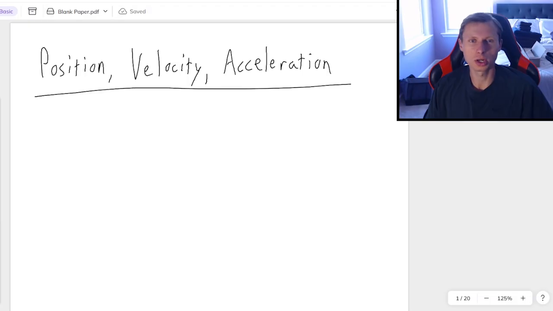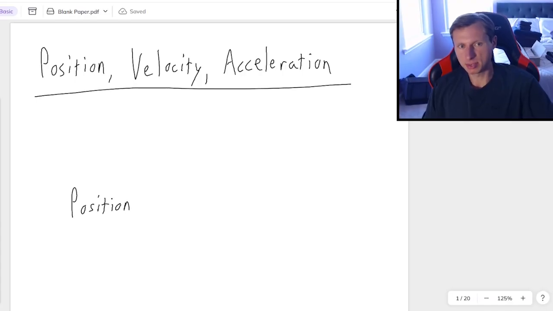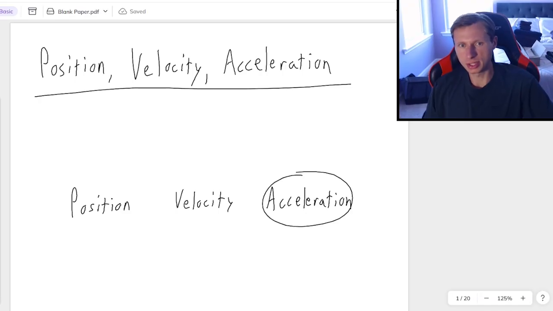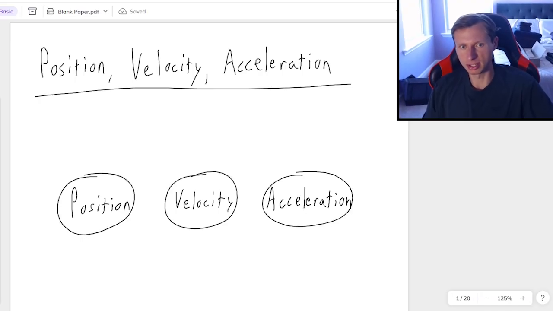In today's video, we're going to be talking about position, velocity, and acceleration in calculus and how they're related to each other. So the short answer is, let me just draw some bubbles here. We have these three concepts in calculus: position, velocity, and acceleration. These concepts also exist in physics, which I can cover in a different video. But we're going to be talking about these from a calculus perspective today.